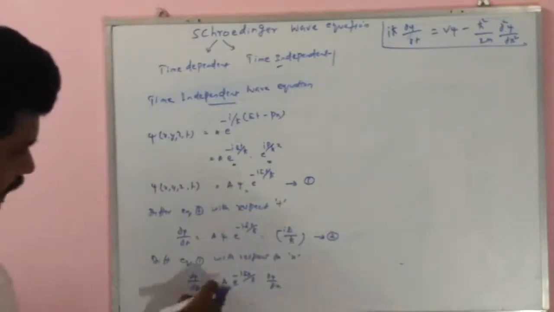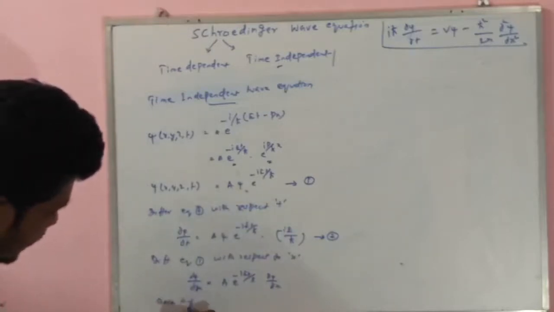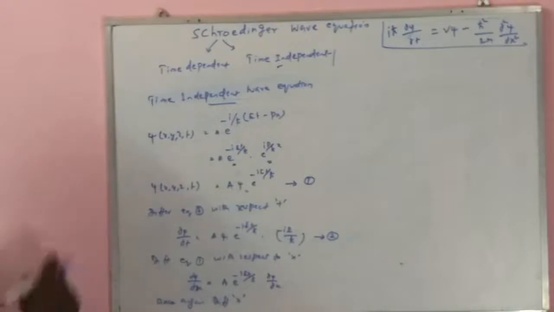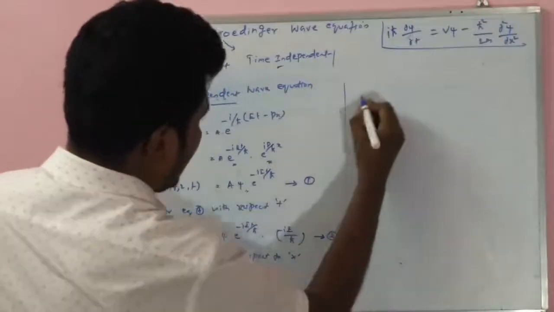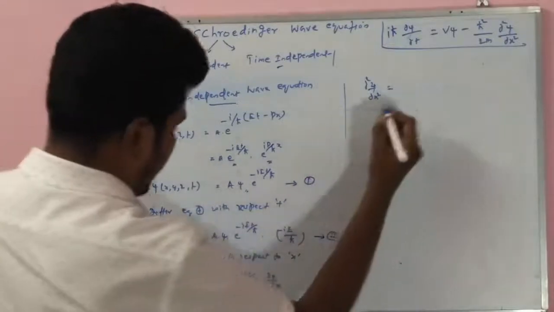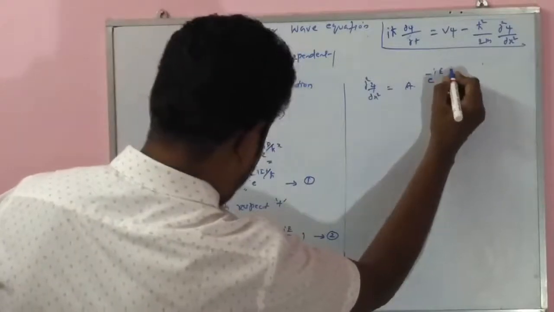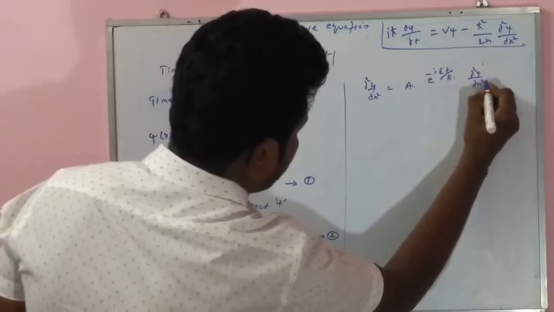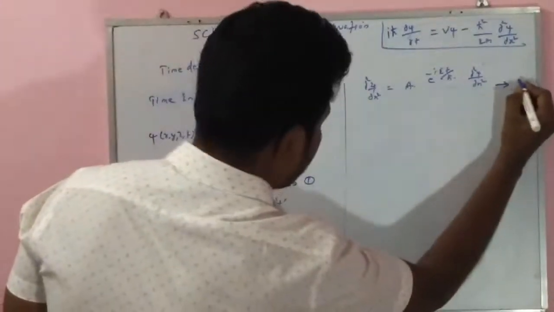Now, once again differentiating with respect to x, so ∂²ψ/∂x². ∂²ψ/∂x² is equal to A into e^(-iEt/ħ) into ∂²ψ/∂x², the ∂²ψ/∂x² value as well. This is equation number 3.